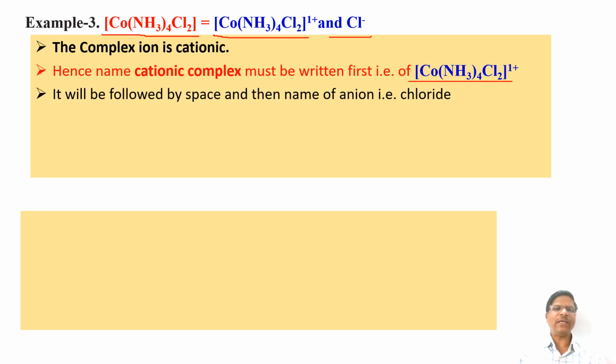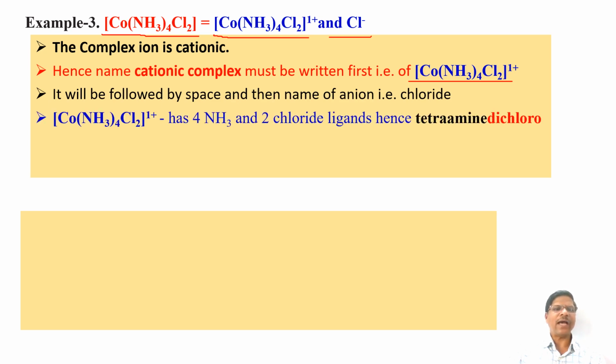In the complex ion, there are 4 ammonia ligands and 2 chloride ligands. Alphabetically, ammine first, chloro later. 4 ammonia, hence tetraammine, 2 chloro, hence dichloro. So the name of the ligands will be tetraammine dichloro.